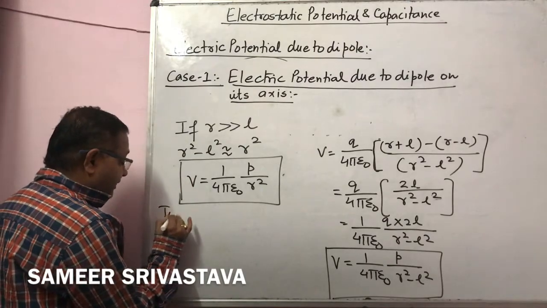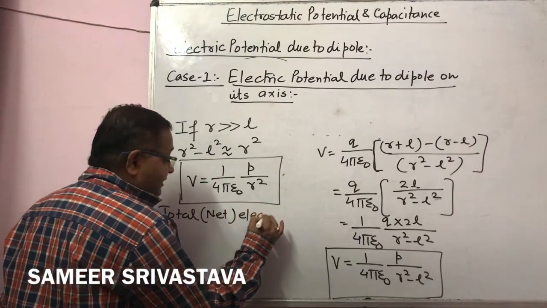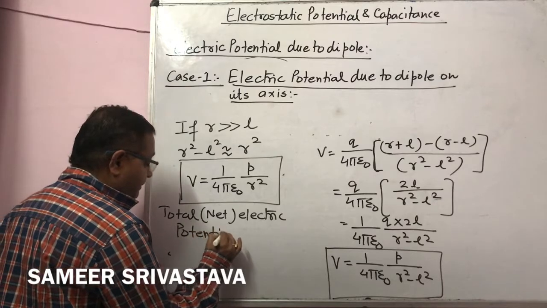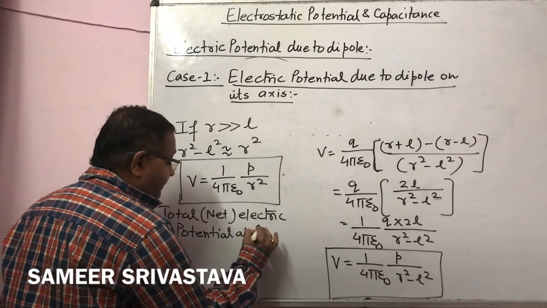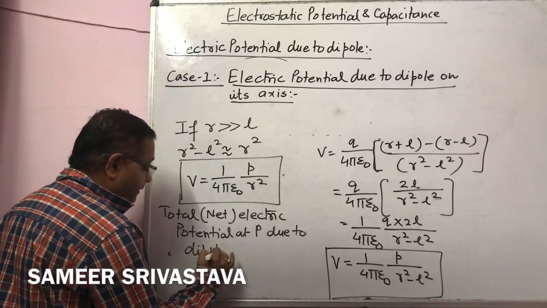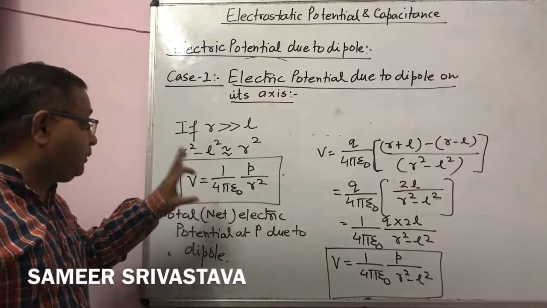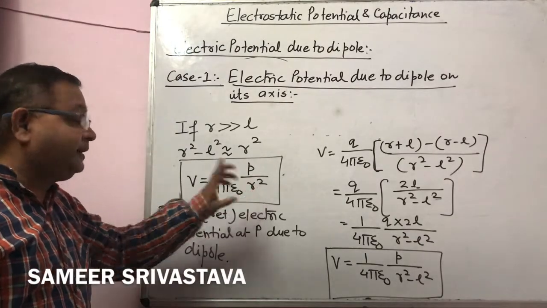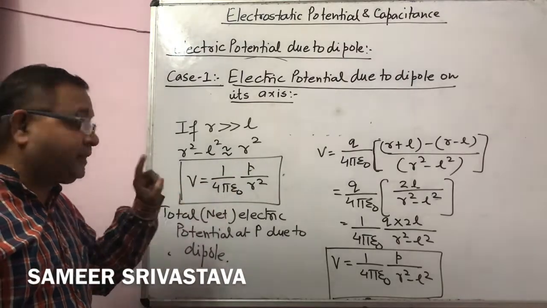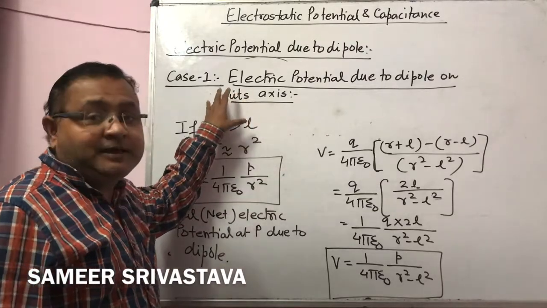It is the total or net electric potential at P due to dipole. Now this is case 1, and the formula finally is 1 upon 4 pi epsilon naught P by R square. What is P? P is the dipole moment, and 1 upon 4 pi epsilon naught is 9 into 10 raised to the power 9. Okay. Now I am going to the second case.